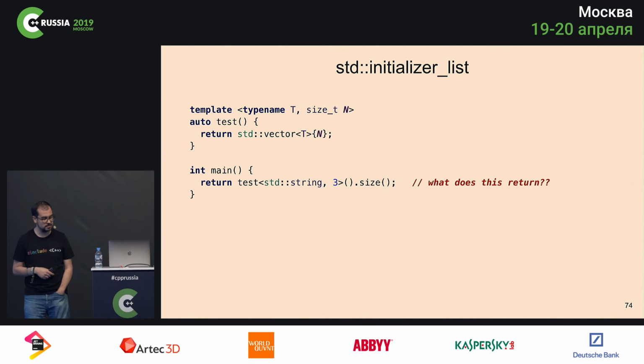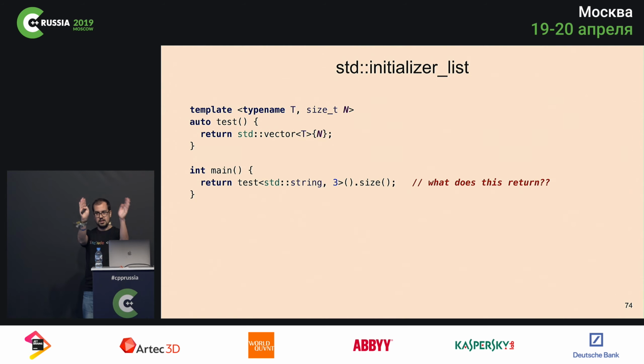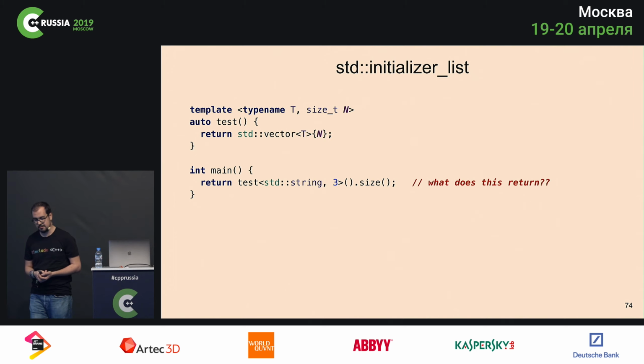Anyone wants to guess what this is going to do? What is this returning? The size of the vector. What's the size of the vector? 1. Anyone has another idea? 3. All right, so you're doing vector of string in braces 3. OK, that's going to construct a vector with 3 strings in it.